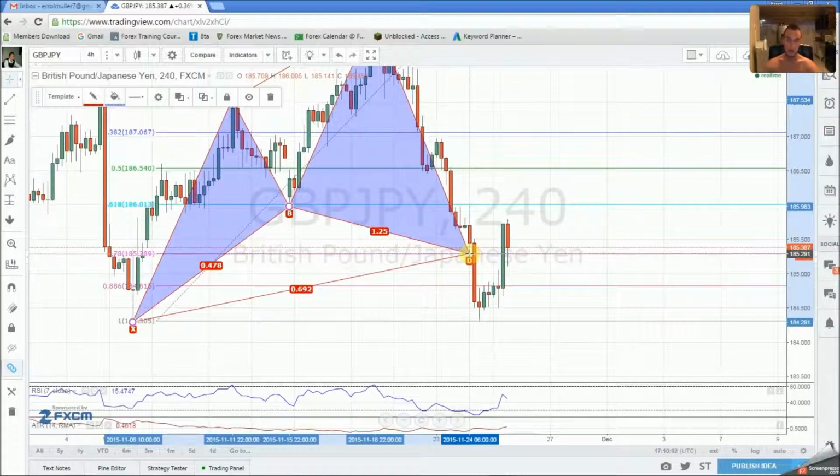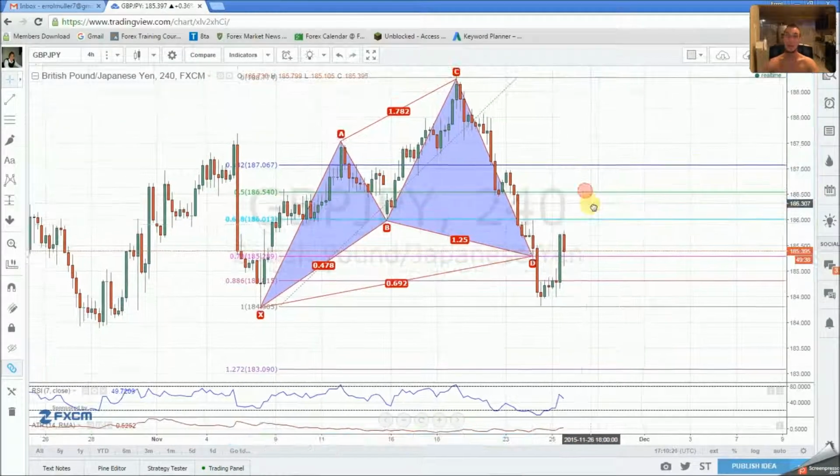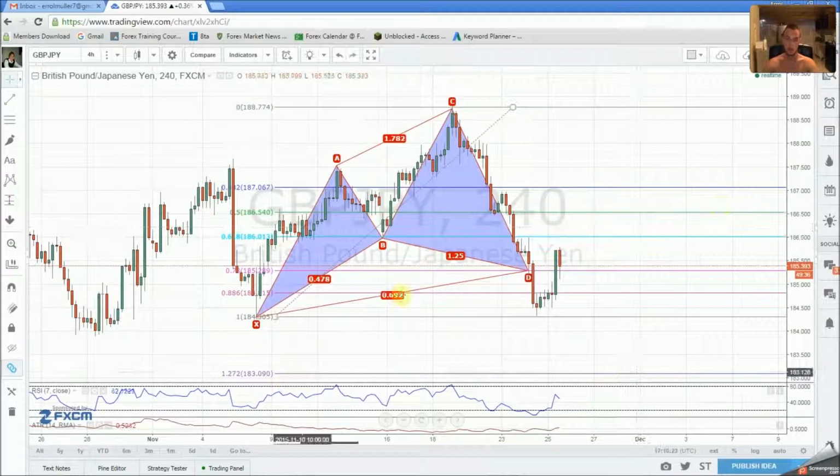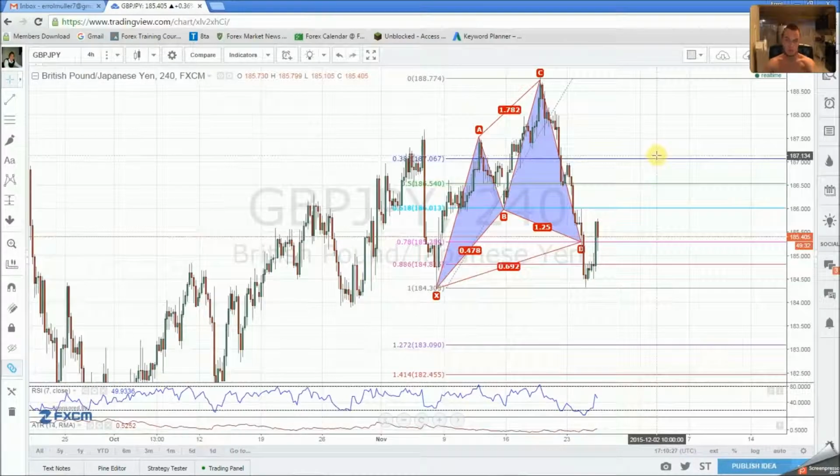I got long at the 185.337 level, and round about there. I'm not saying I actually got long, but round about there. And the market pushed down. I did not hit my stop loss. Stop losses which will obviously be below the X leg, somewhere about here.